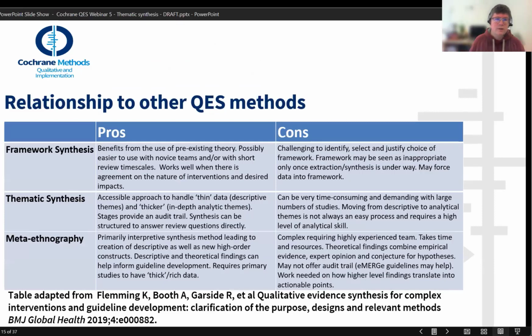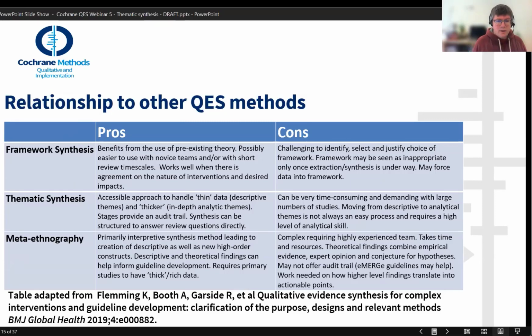So in terms of its relationship to other methods of qualitative evidence synthesis, they've got their different names, but obviously they're synthesizing qualitative evidence. They've obviously got some commonalities. So framework synthesis you've already heard about, and a big gain from framework synthesis, I think, is that it benefits from pre-existing theory. If there's a body of literature which has been working for years on an existing theory, then you can stand on the shoulders of giants, if you like, and you can really benefit from that.